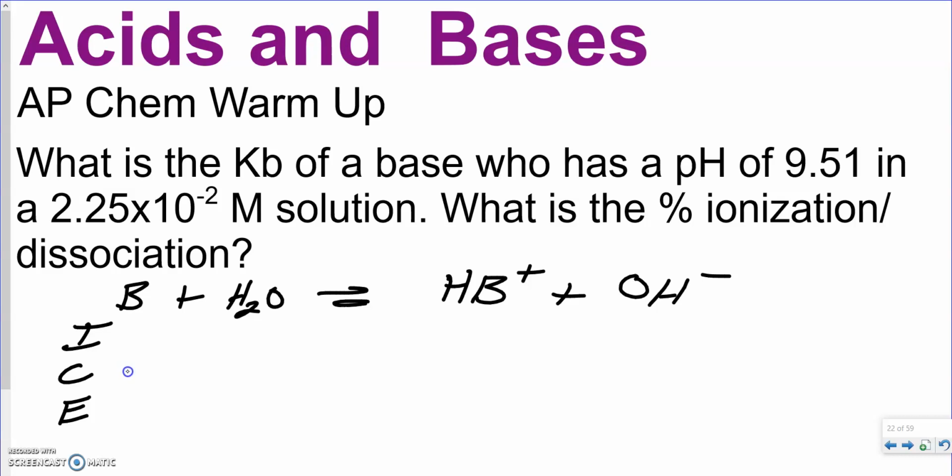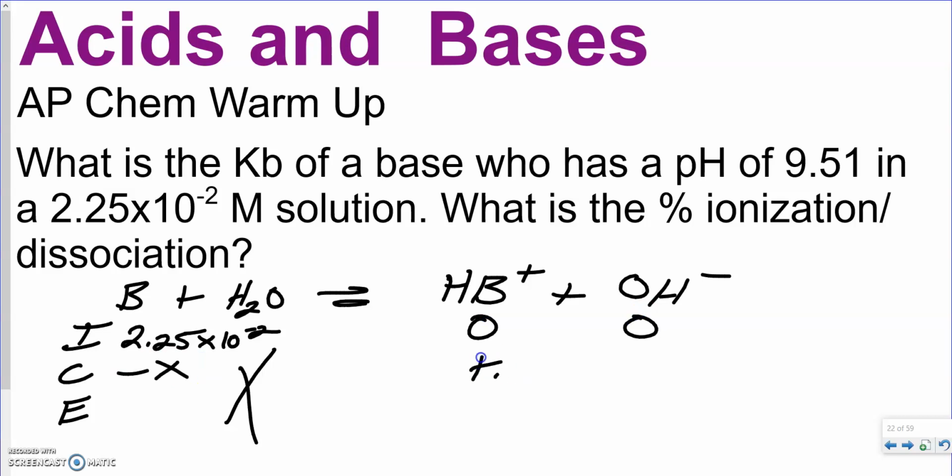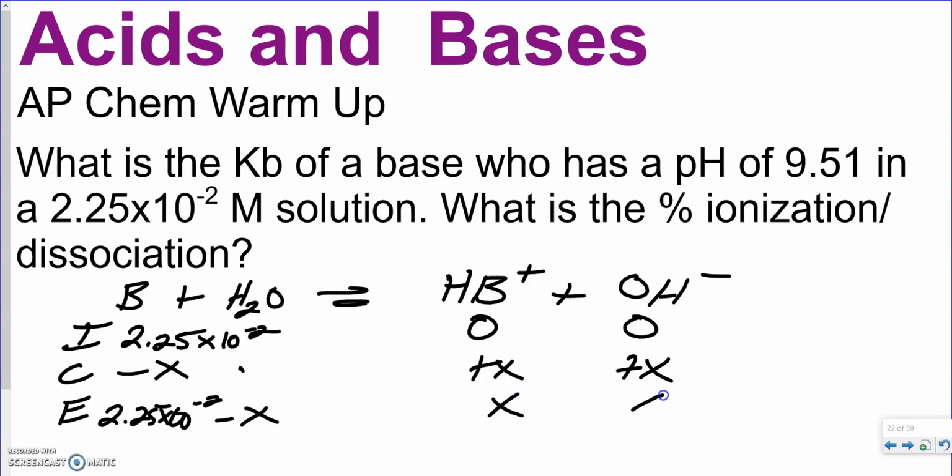So we are told that we have a 2.25 times 10 to the negative 2nd molar. We don't care about the water. 0, 0, minus x, plus x, plus x, and we have 2.25 times 10 to the negative 2nd minus x. I'm just going to go ahead and get rid of that. There we go. X and x.